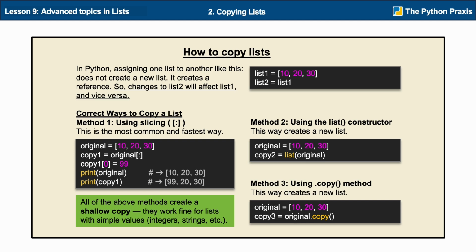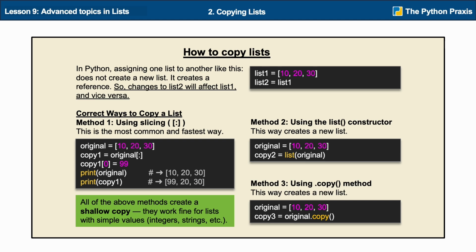Let's say we have a list called original, with 3 integer elements, 10, 20, and 30. Assigning to copy1 the original list sliced, putting only a colon inside the square brackets, creates a fresh copy. Then, changing an element in the copy1 list will not affect the elements in the original list. A second method is using the list constructor. This way also creates a new list. A third option is to use the copy method. So by assigning to copy3 the original list.copy, also creates a new independent list.